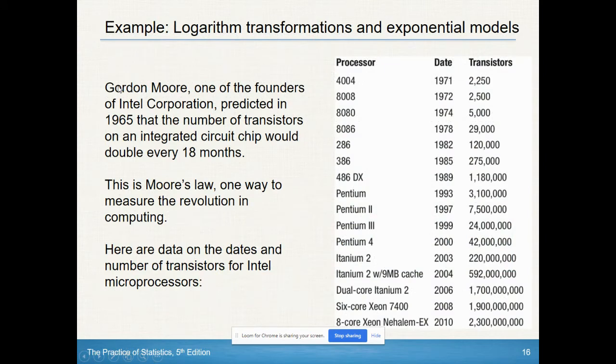So we will typically take the log of the y variable to transform the relationship. Looking at an example, Gordon Moore, one of the founders of Intel Corporation, predicted in 1965 that the number of transistors on an integrated circuit chip would double every 18 months. This is Moore's law, one way to measure the revolution in computing. Here are the data, dates and the number of transistors for Intel microprocessors. So you've got microprocessors from 1971 all the way to 2010 here, and the number of transistors on those.